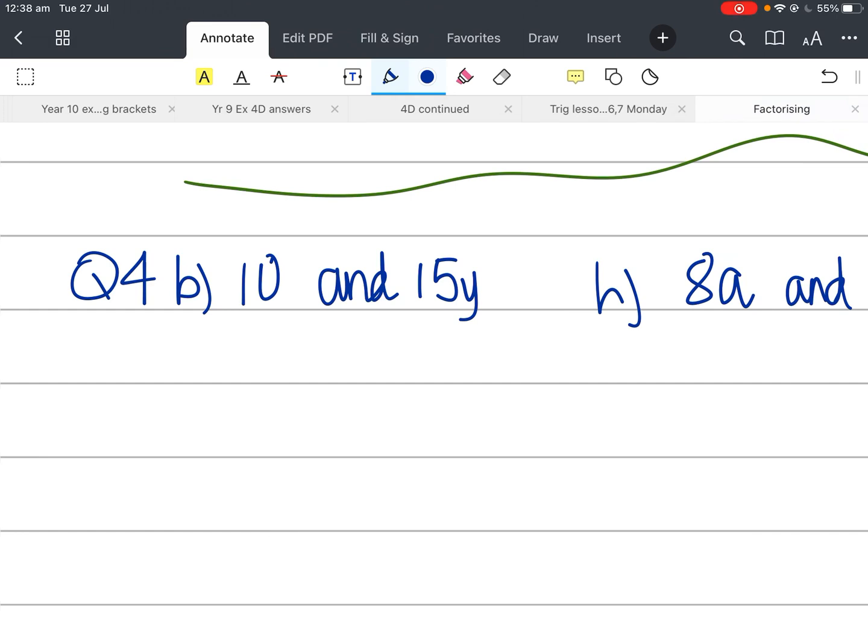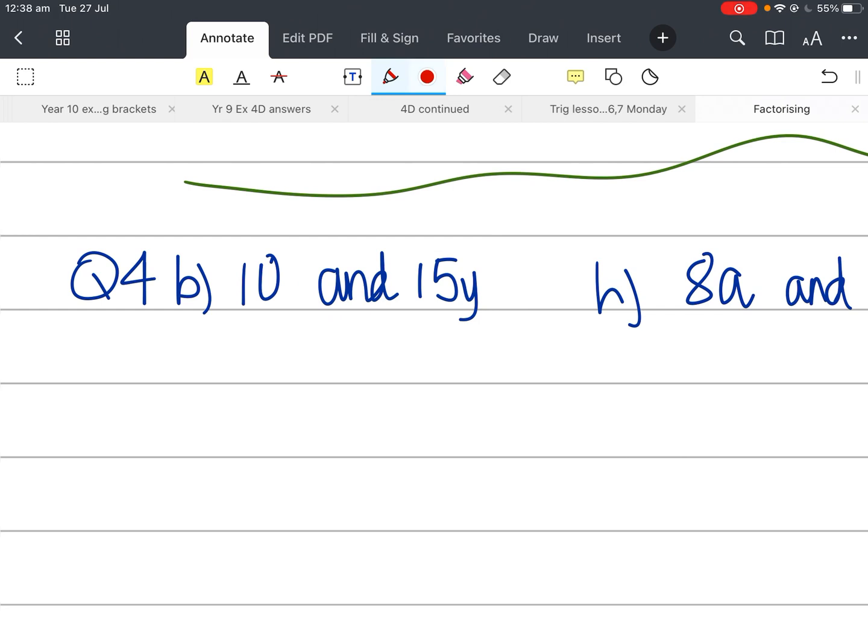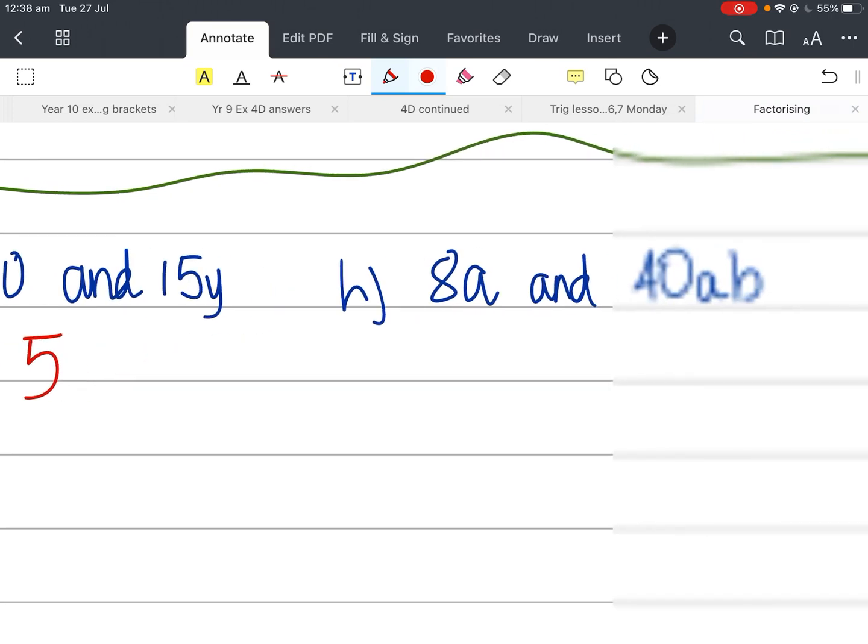Okay, so I'm looking at the numbers 10 and 15. What's the biggest number you can think of that goes into 10 and 15? Hopefully you said 5. And if you did, you're correct. Right, let's try this one over here.